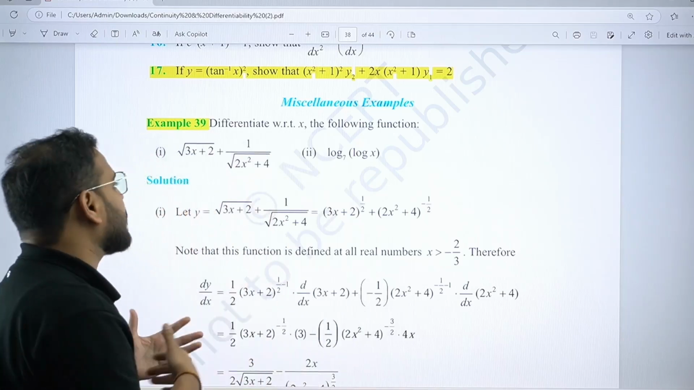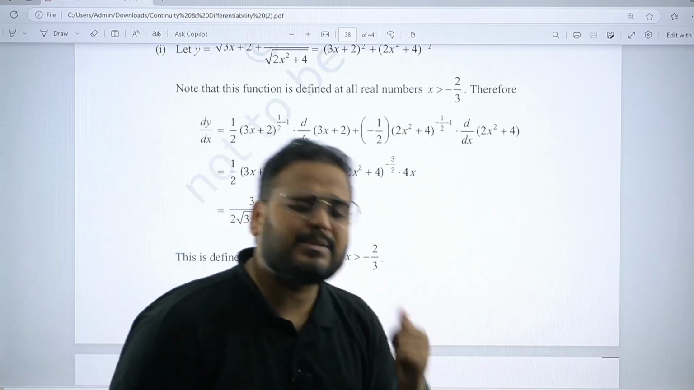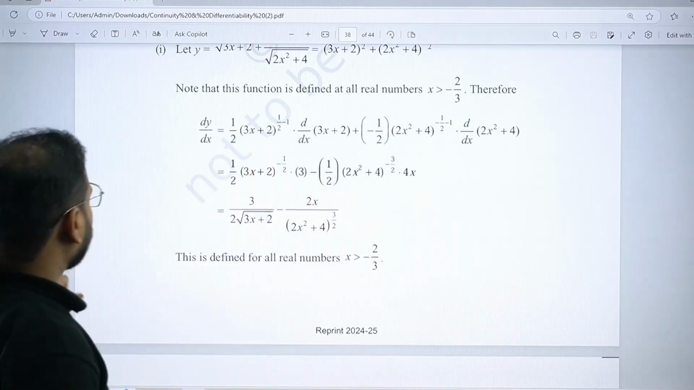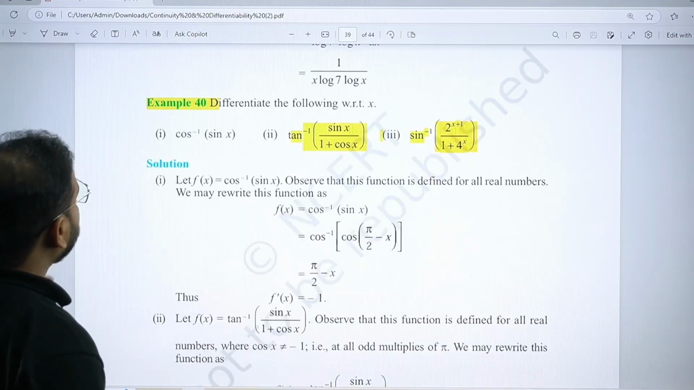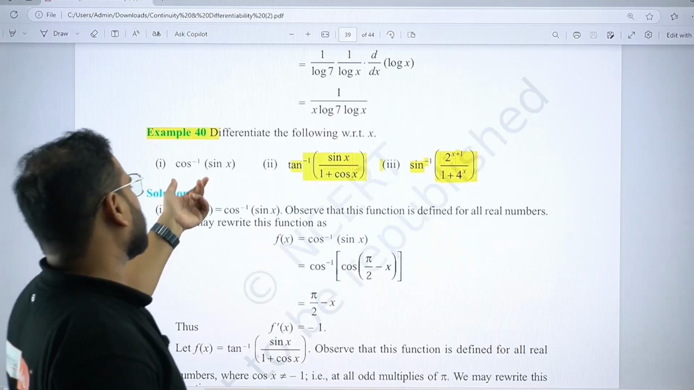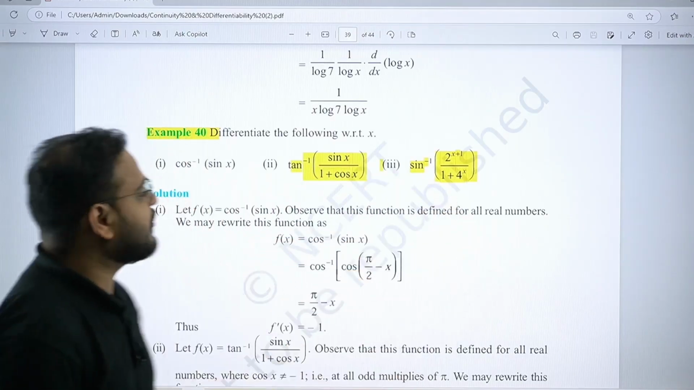So there are different levels of importance, as I said. Example number 39. If you're done with the chapter, try to solve as many questions as possible in the miscellaneous exercise and examples. 39 is there. Then, bacha, we have example number 40. Okay, I have marked only two parts. If you want, you can solve the first one also. Cos inverse of sin x, very simple, right? But 2 and 3 you must solve. 2 and 3 you must solve.